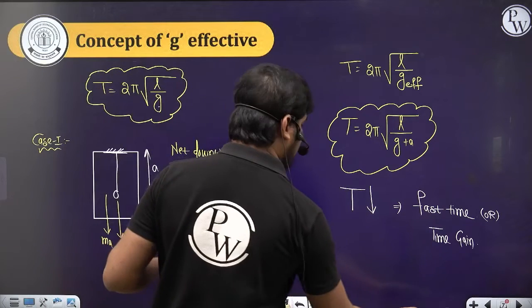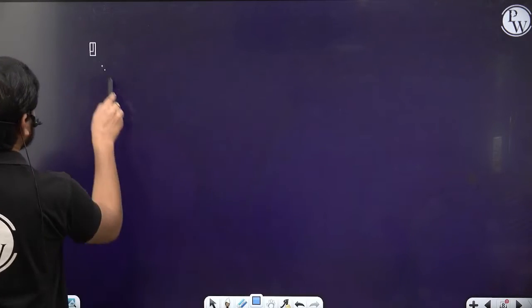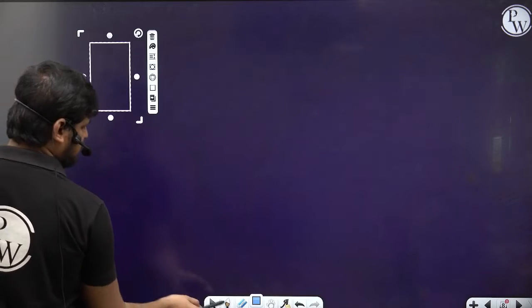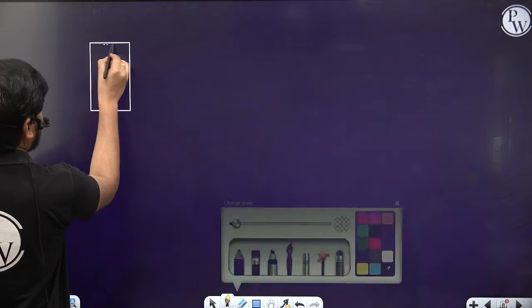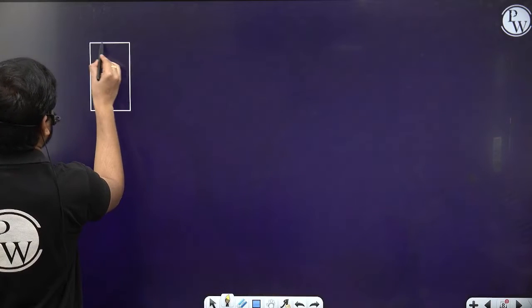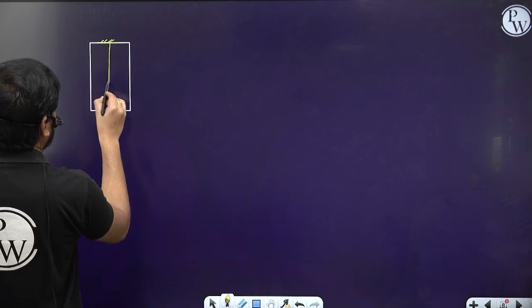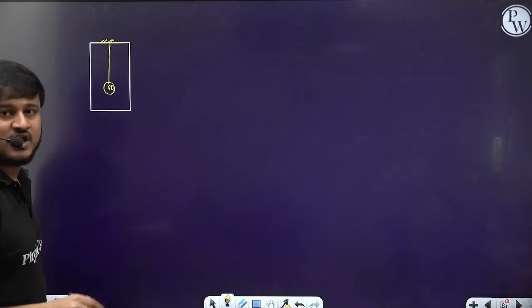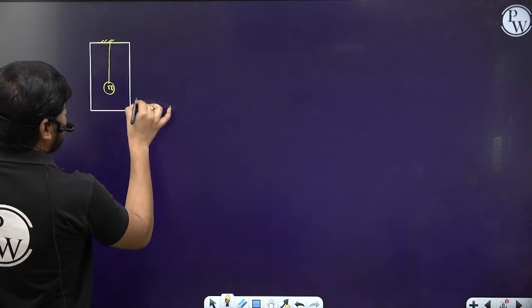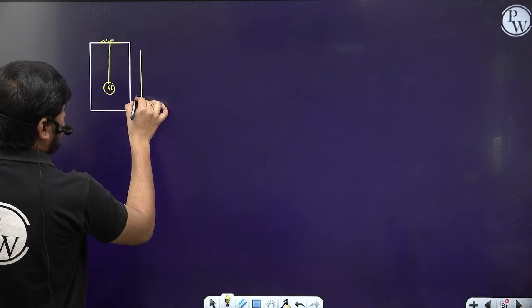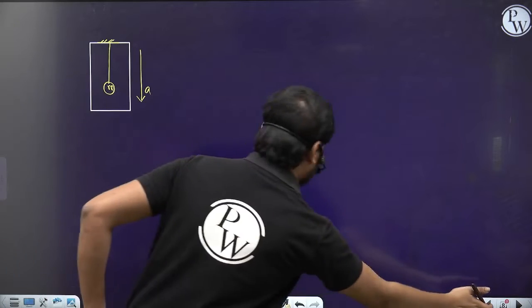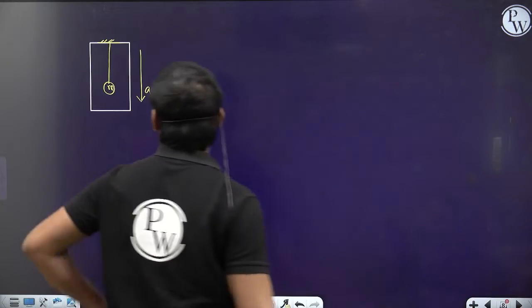So let me consider another scenario, where this is, let's say, an elevator. Now a simple pendulum is hanged from the ceiling, and this is of mass m. Now, let's say the lift is accelerating downward. Previously I took upward, so here it is downward.